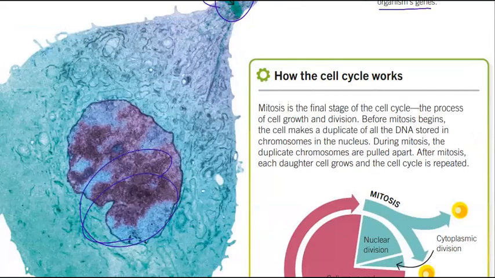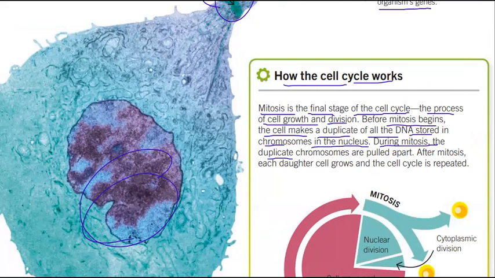So how does the cell cycle work? Mitosis is the final stage of the cell cycle, the process of cell growth and division. Before mitosis begins, the cell makes a duplicate of all the DNA stored in chromosomes in the nucleus. During mitosis, the duplicate chromosomes are pulled apart. After mitosis, each daughter cell grows and the cell cycle is repeated.